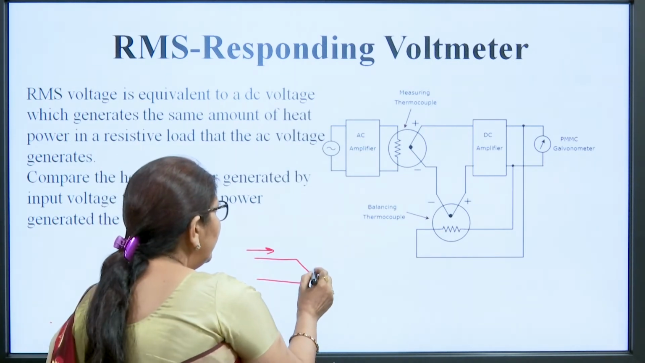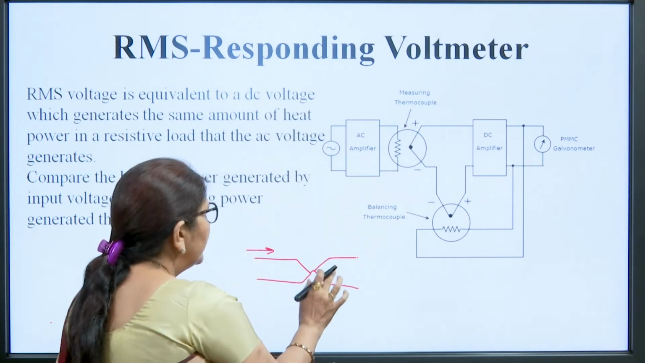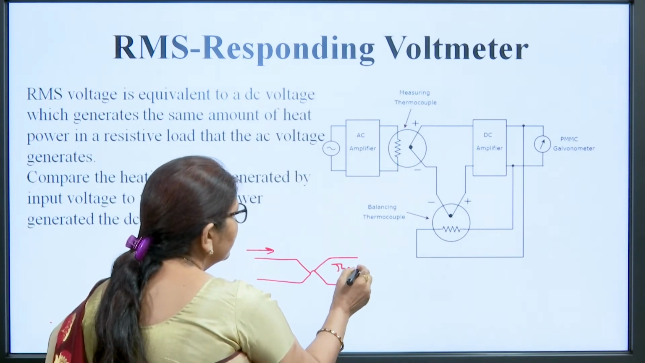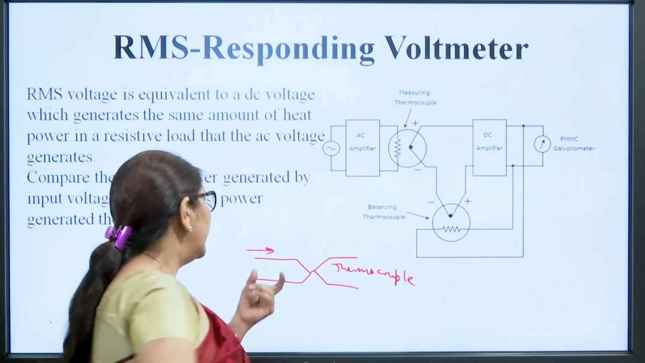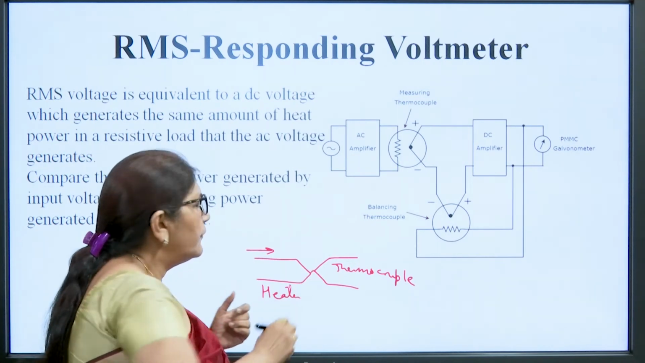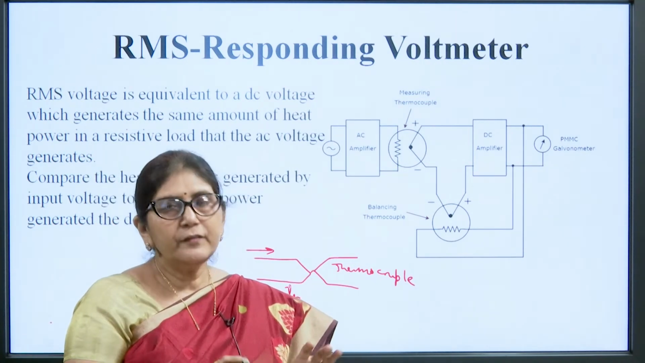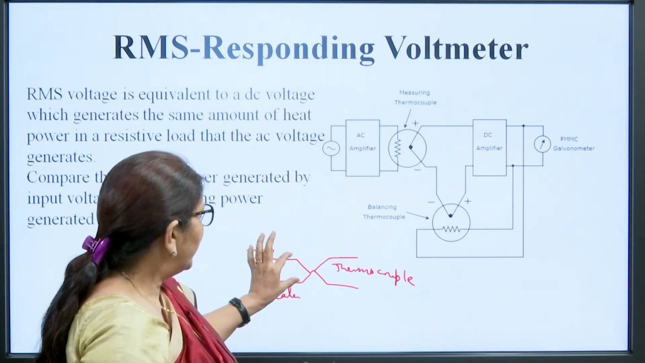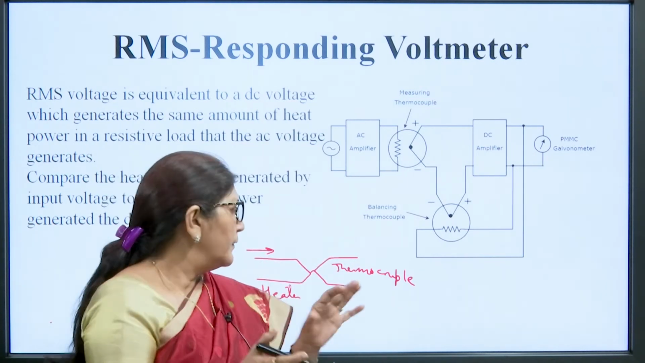then what will happen? Suppose this is the thermocouple, there is no connection between these two. So this is the thermocouple and this is the heater. If we heat up the heater by any voltage whose RMS value we want to measure, then because of this heater, this thermocouple will produce a voltage.